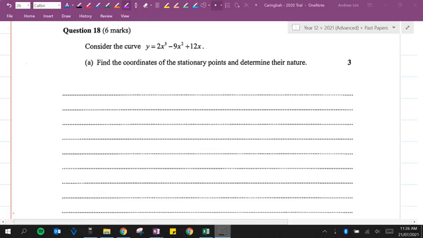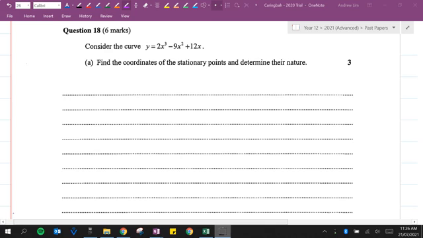In this video, we're going to be looking at question 18 of the Caringbah 2020 trial for Maths Advanced. Consider the curve y equals 2x cubed minus 9x squared plus 12x. Find the coordinates of the stationary points and determine their nature.